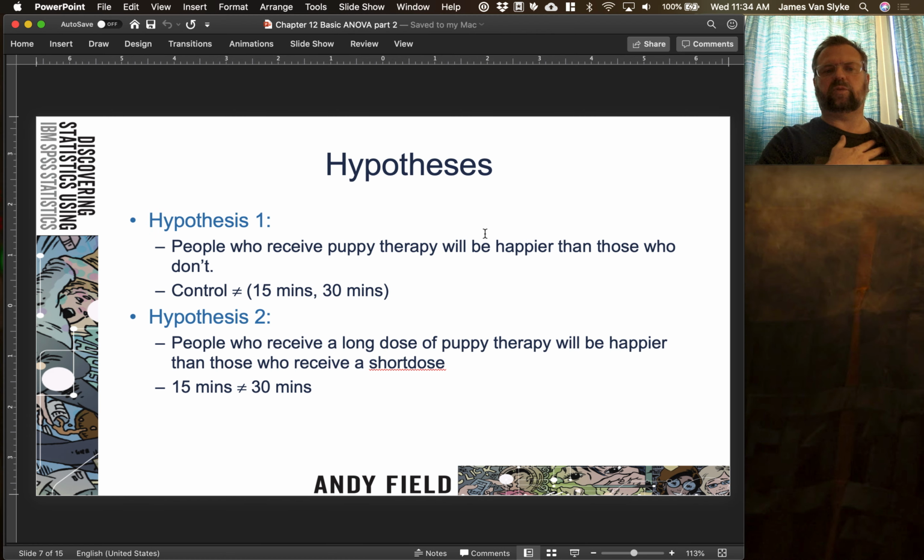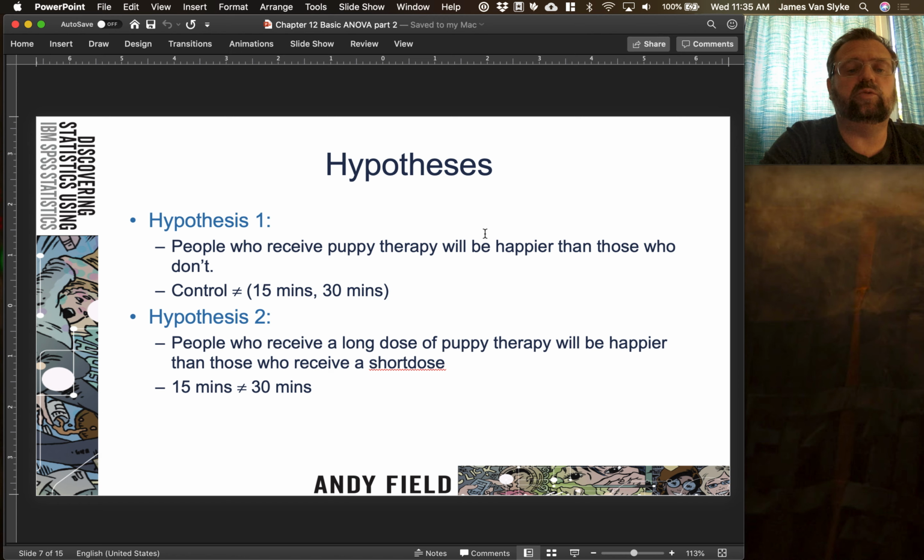The two hypotheses that we're going to look at are, one, people who receive puppy therapy will be happier than those who don't. So in this case, we're going to compare the control group to a combination of the 15-minute plus the 30-minute group. Here again, the planned contrast takes the three groups that we have and creates two groups. One group is our control group, and the second group is the persons who participated in puppy therapy for 15 minutes, in addition to the people who participated in puppy therapy for 30 minutes, so that we create a combined group out of that.